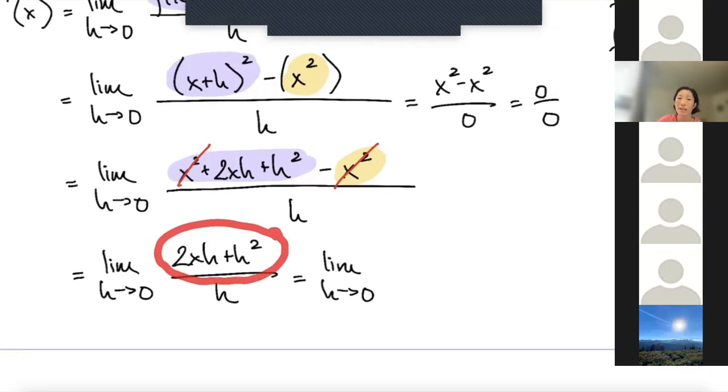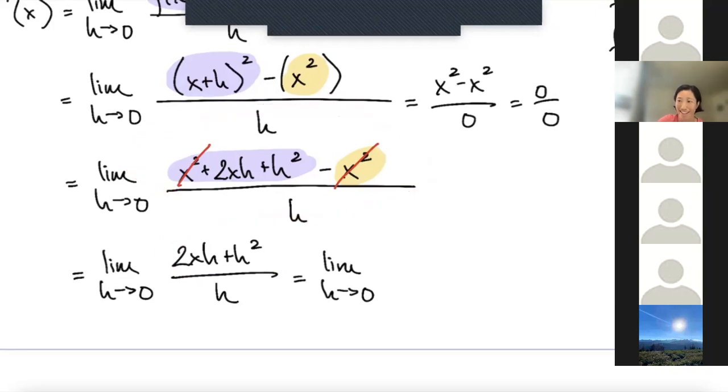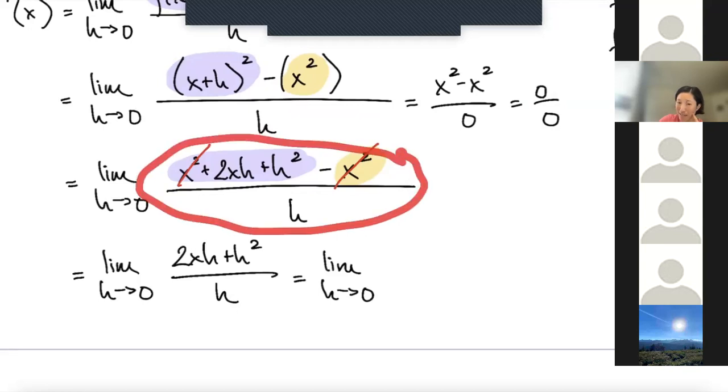Can you factor an h out of the top? Yes, okay. If you cannot factor an h out of the top, you did something wrong previous to that step. I know that sounds really aggressive, but the other nicer way to say that is if you do this correctly, you should end up with h being a common factor of your numerator. It's a good checkpoint for yourself.